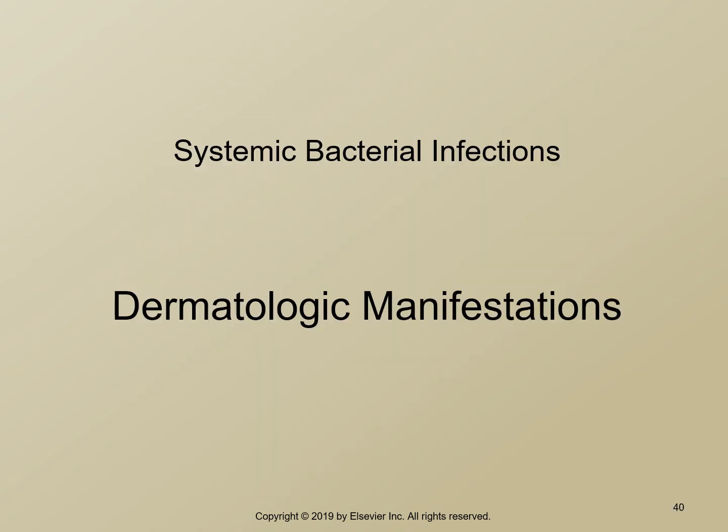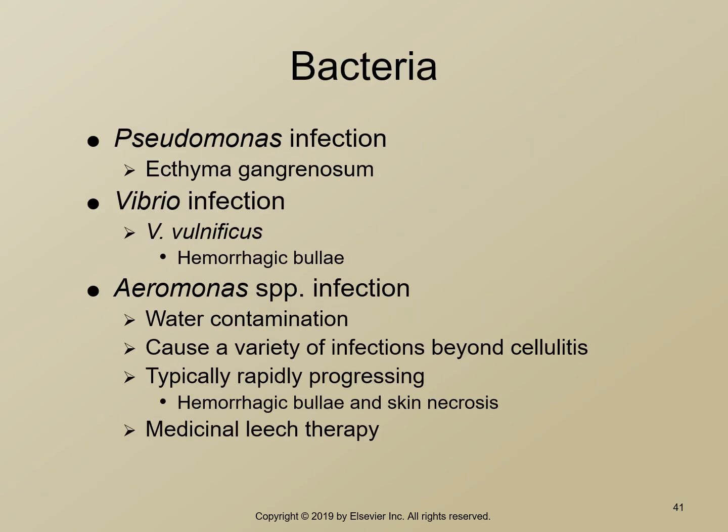The next group of infections we'll look at are systemic infections that can produce skin lesions, and these lesions can provide important diagnostic clues. These dermatologic manifestations are not necessarily a primary skin infection itself, but appear as a result of the infection systemically. So again, in this lecture, we'll be focusing on the bacteria that cause these systemic infections and dermatologic manifestations.